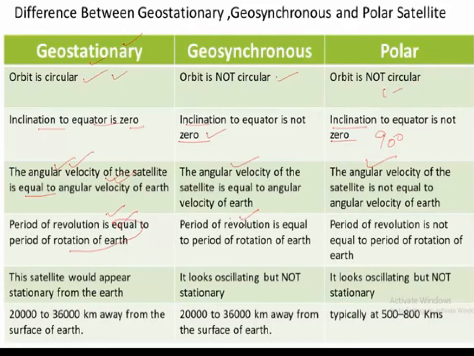Acceleration due to gravity: g is the gravitational constant, M is the mass of Earth, and R is the radius of Earth.